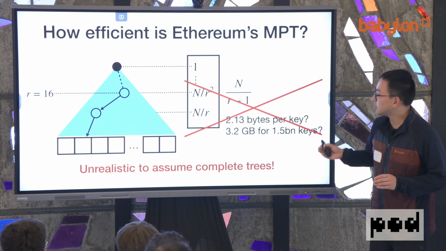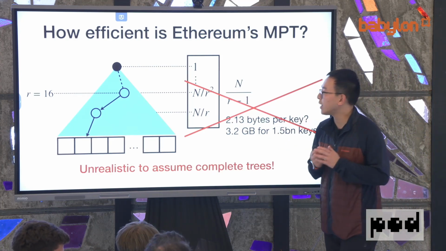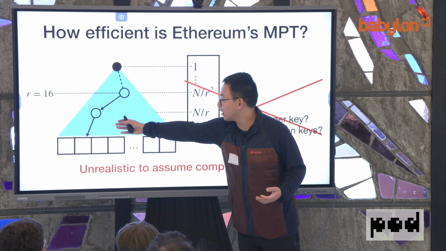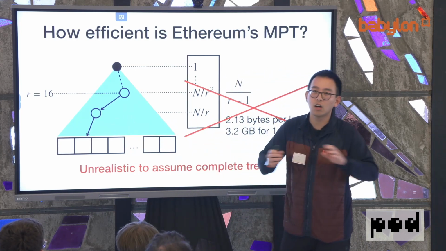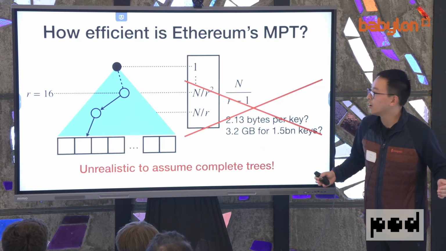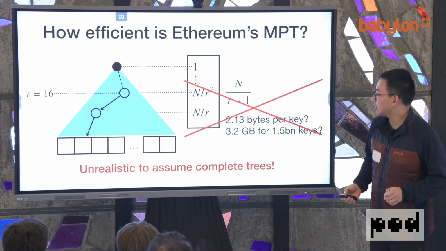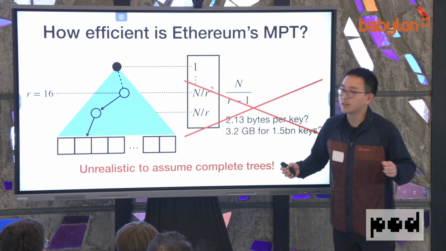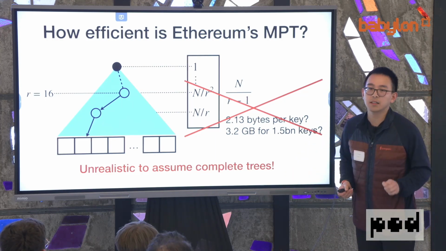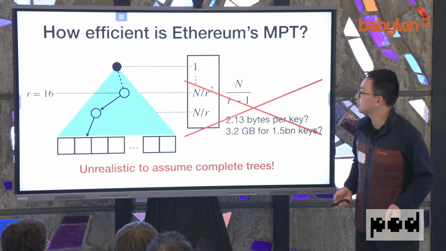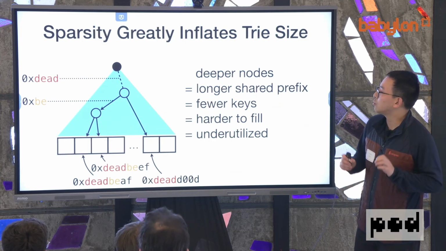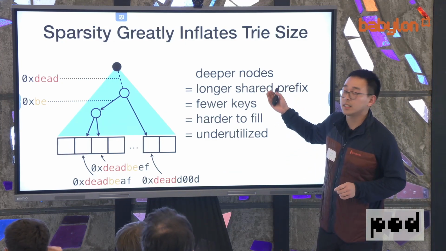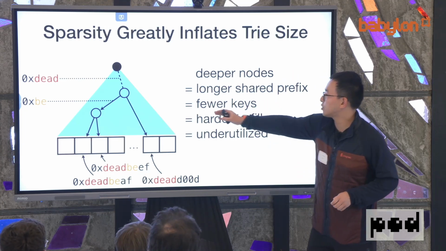However, it's a pretty unrealistic assumption. Especially unrealistic is that we're assuming every internal node of the trie has all of its potential 16 children filled up. We're basically assuming a complete regular tree, which is the dream of computer scientists, but rarely happens in the real world. The reason it does not happen is key sparsity, especially down here.